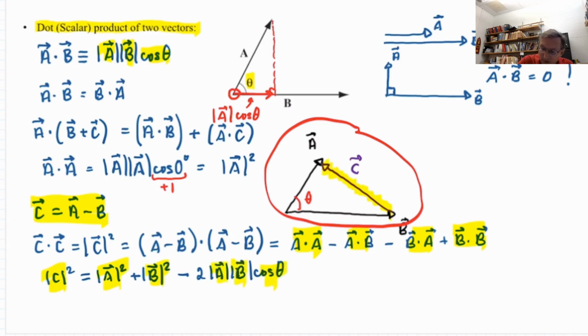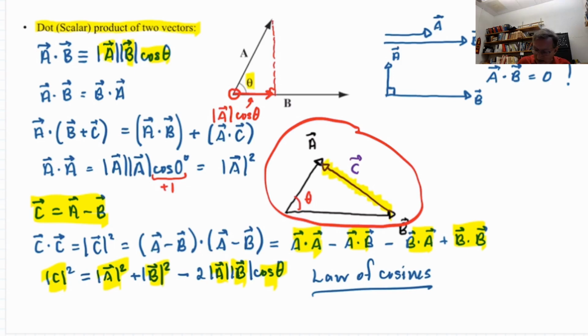If you don't recognize that, that's the law of cosines, which can be handy in vector algebra. We just proved it, right? We just proved the law of cosines, just from simple properties of vector algebra.